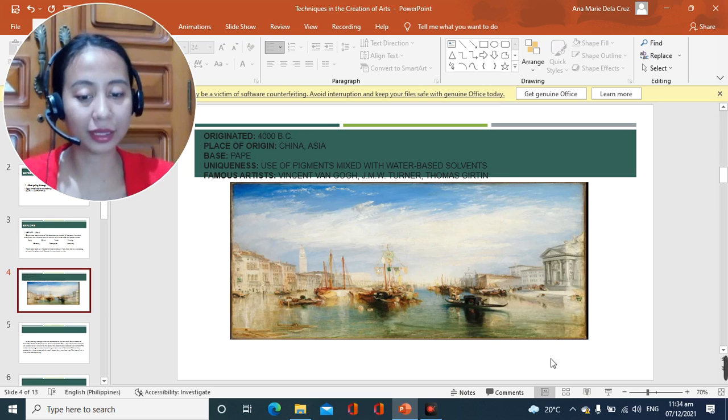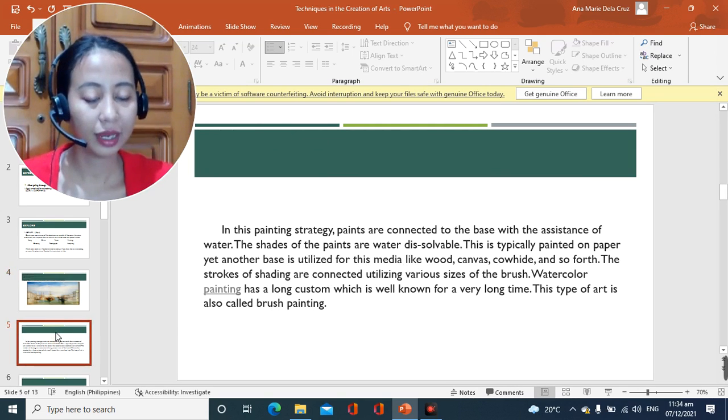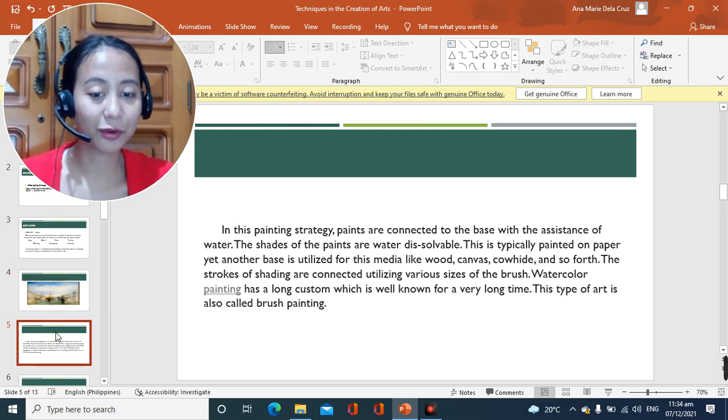Now, ano yung mga ginamit dito? Here, in this painting strategy, things are connected to the base with the assistance of water. So, hindi na lang sinabi yung material, pero sinabi na rin kung paano ginamit yung base, yung paints through the assistance of water. So, that is one of the techniques used. The shades of the paints are water dissolvable. This is typically painted on paper, yet another base is utilized for this media, like wood, canvas, cowhide, and so forth.